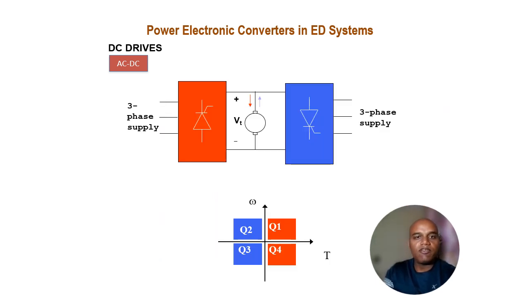The AC to DC type which we are talking about as of now, as we have already seen the four quadrant operation. So this is nothing but the rectifier, and this is again working as an inverter. I'm taking the three-phase supply input over here, which converts into DC. Here at this terminal we have the DC, so I can control my DC drive.